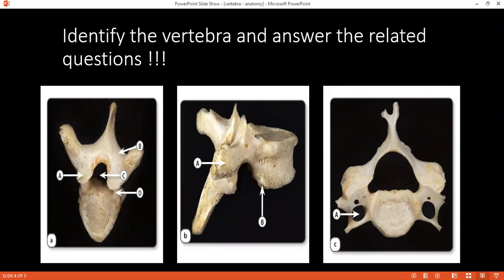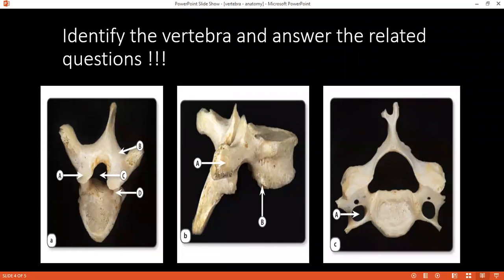Right. Can you please tell me how many vertebrae make up the whole spinal column in an adult? 33, ma'am. Okay. Can you please tell me how many spinal nerves come out from these? I think, ma'am, I'll come to this question later, ma'am.